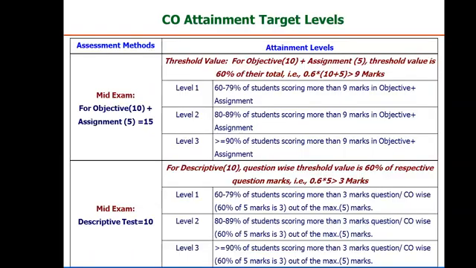Then coming to the CO attainment target levels. For every course, based on the breadth of the course, by seeing the students' average marks in the internal as well as external exams for the last 2 to 3 years, you have to define the target levels.